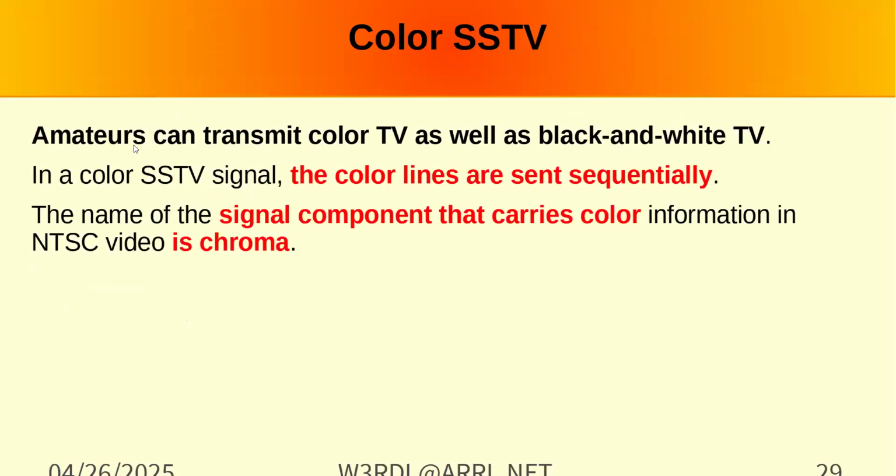You can transmit color on slow scan, and it sends the color lines sequentially, as opposed to doing any kind of interlace or anything. So every transmission, I guess, is a different color line. I've not really looked into how it works, but it's kind of equivalent to what you called chroma on analog TV. That was the color burst.